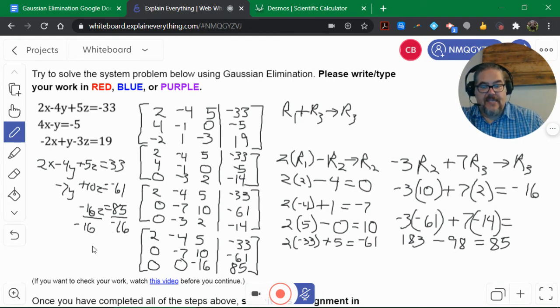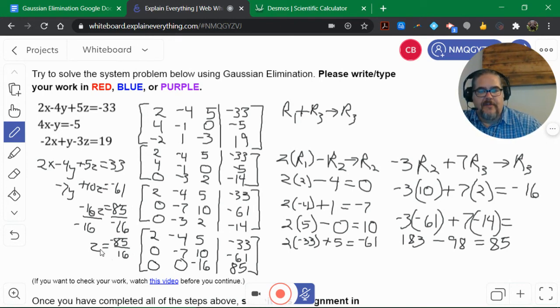And as you can see, z is a really fun fraction, 85 over negative 16, or negative 85 over 16. And since 85 and 16 don't have common divisors, that's completely simplified. Now you could turn that into a decimal. I prefer to leave it in the fraction format. I think it's easier to manipulate that way, but it's completely up to you.